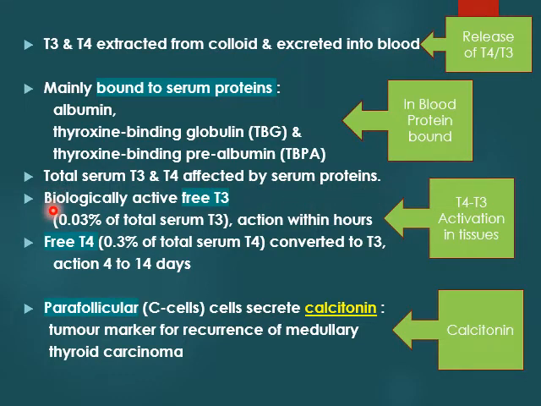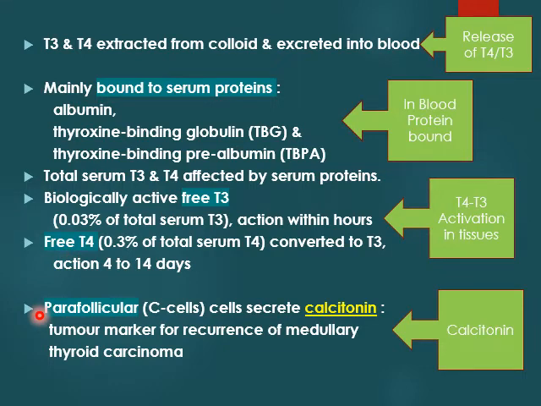More important is the biologically active free T3, which is 0.03% of the total T3, and its action is within hours. It's rapid, very fast action. That is T3. For T4, 0.3% of total serum T4 is converted to T3, and this action takes 4 to 14 days. So you can see T3 is faster acting compared to T4.